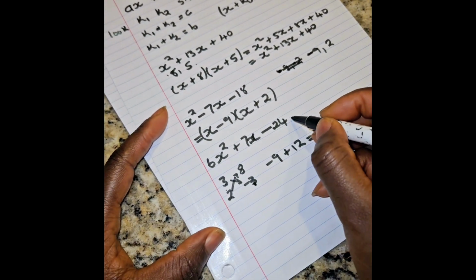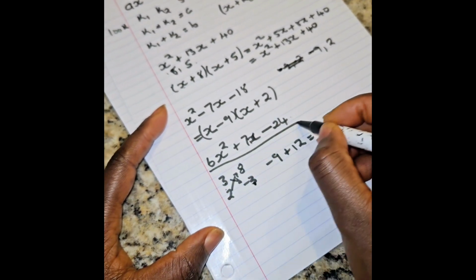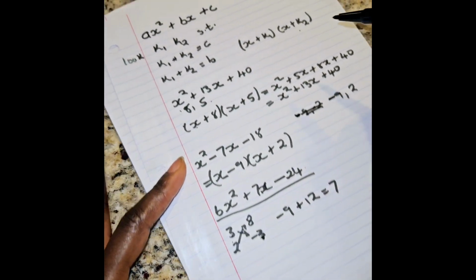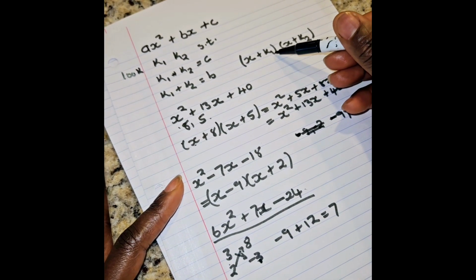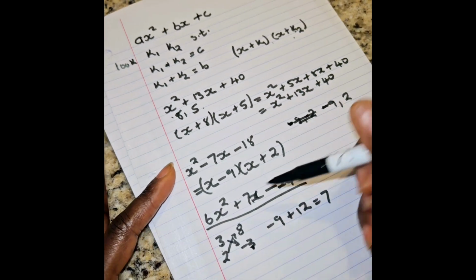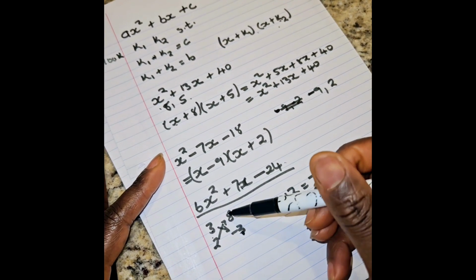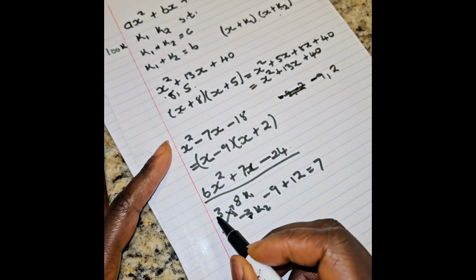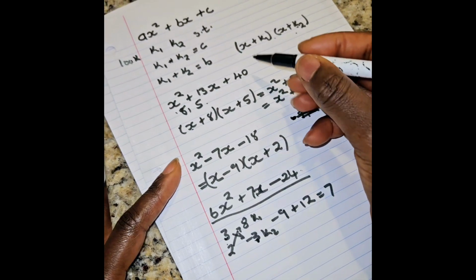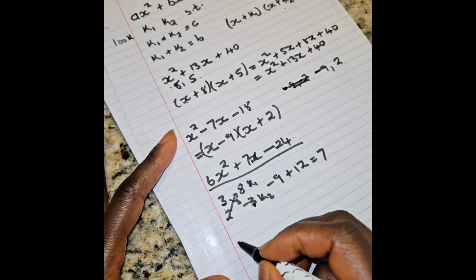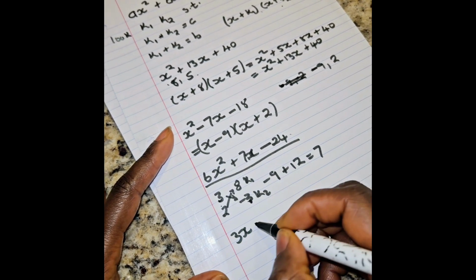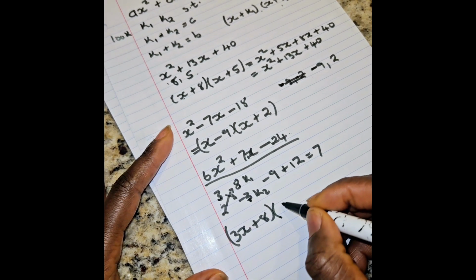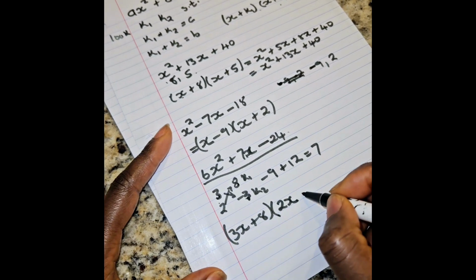And now the answer to factorize this equation is going to be, now remember we were using x plus k1 and x plus k2. Our k1 and k2 are going to be these. This is k1, this is k2. But I'm going to have this now in front of x. So my answer is going to become 3x plus 8 times 2x minus 3.